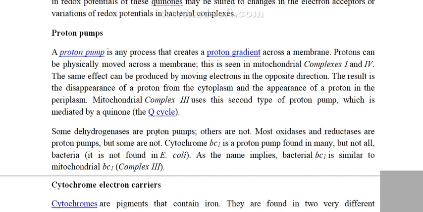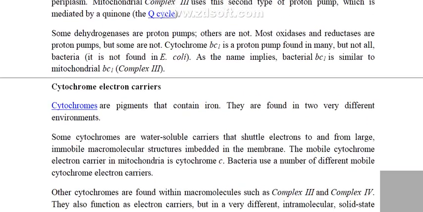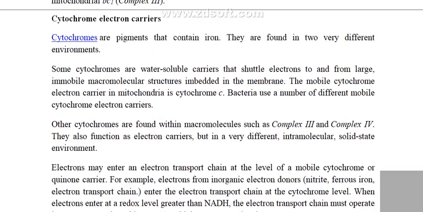Some dehydrogenases are proton pumps and others are not. Most oxidases and reductases are proton pumps, but some are not. So what are those proton pumps? Who is pumping the proton from the cytoplasm to the outside, in the periplasm? It is the BC1, which is a proton pump found in many, but not all bacteria, and it is also not found in E. coli. As the name implies, BC1 is similar to mitochondrial BC1, which is called complex 3.